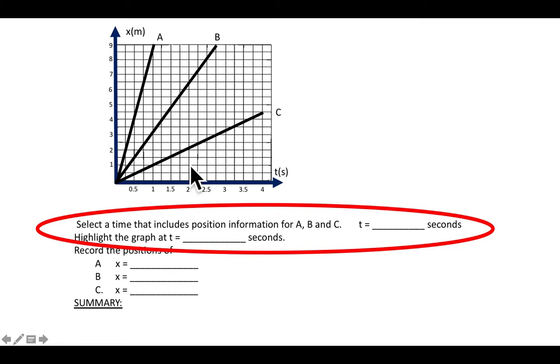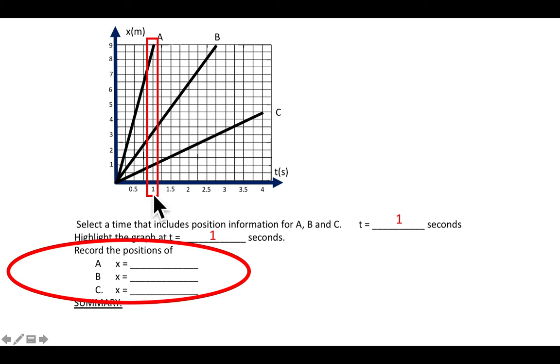If I came back to 2 seconds, I could get position information for object C and object B, but not for object A. So we have to move all the way back to closer to the front of the graph. It happens that at 1 second we can get position information for C, B, and A. So that's going to be the position where we start. So at 1 second, we're going to highlight the graph at 1 second so that we'll be able to pull off the position information seen for C, B, and A at the same time interval.